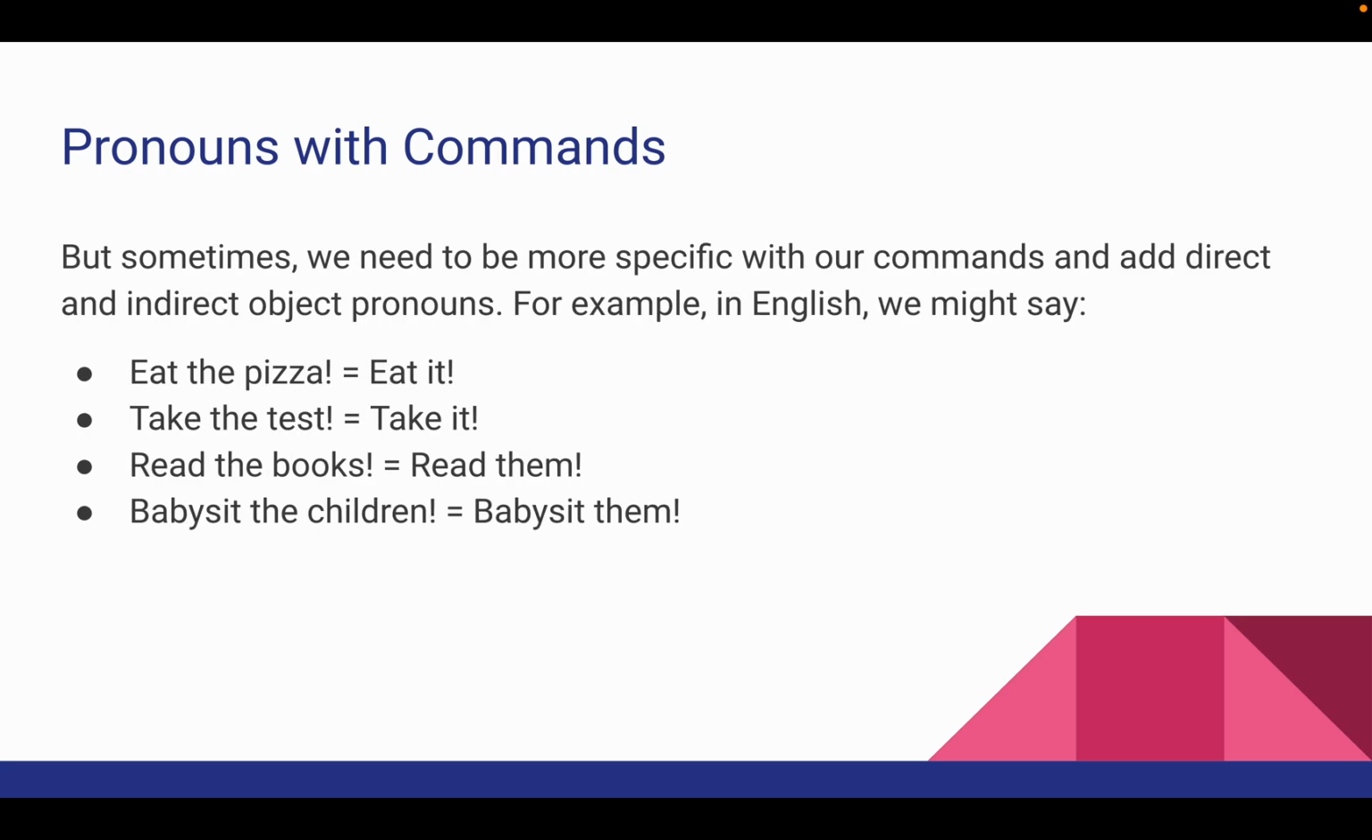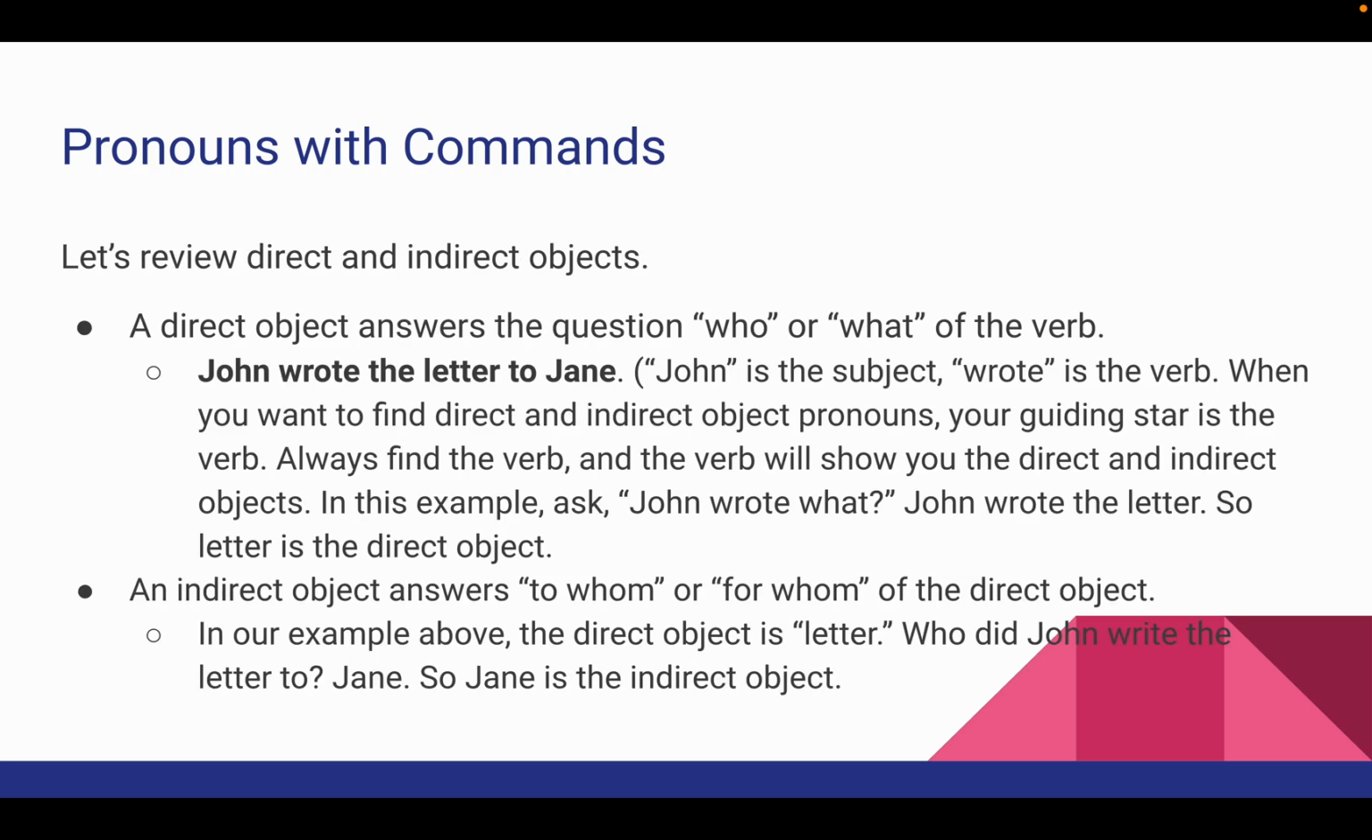But sometimes we need to be more specific with our commands and add direct and indirect object pronouns. So, for example, in English, we might say, eat the pizza. We don't always want to say the pizza all the time, so we might say, eat it. Take the test, take it. Read the books, read them. Babysit the children, babysit them. Those are the it and the them. Those are direct object pronouns.